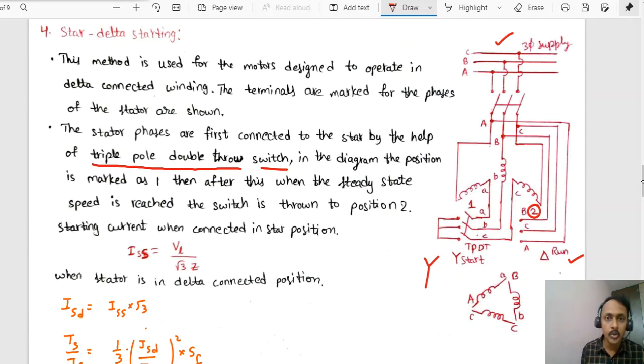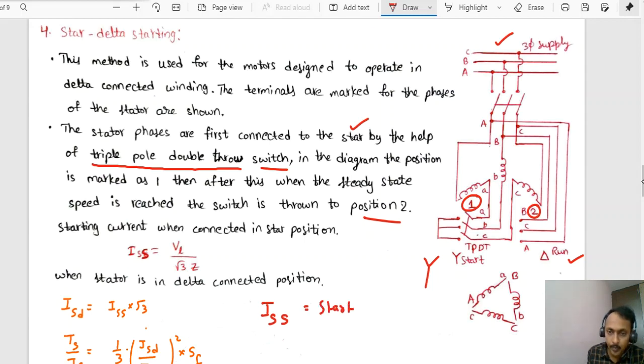This method is used for motors designed to operate in delta connected winding. The stator phases are first connected in star with the help of the triple pole double throw switch, that is marked at position 1. When the steady state speed is reached, the switch will be thrown to position 2. So at the starting stage, the current will be equal to ISS. ISS indicates the starting current during star connection.